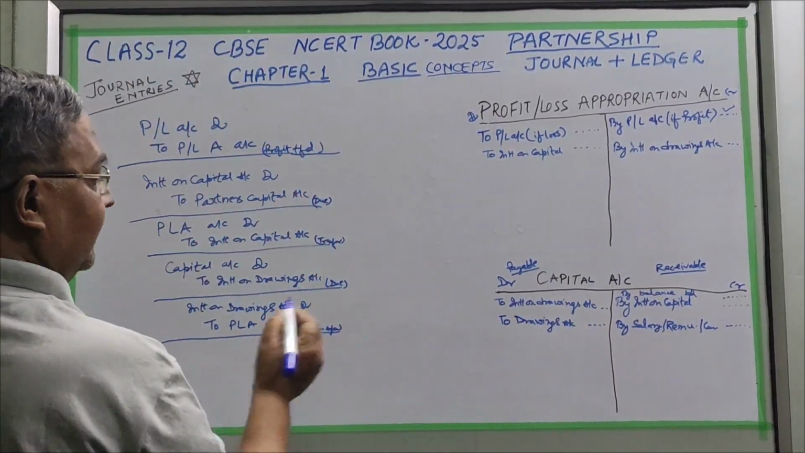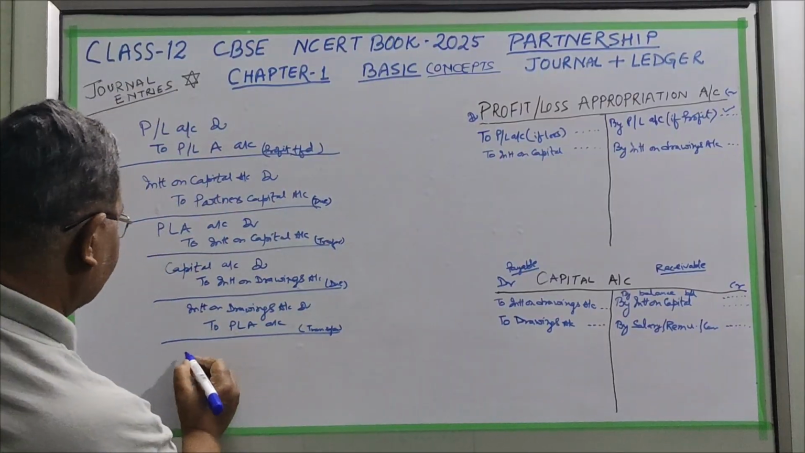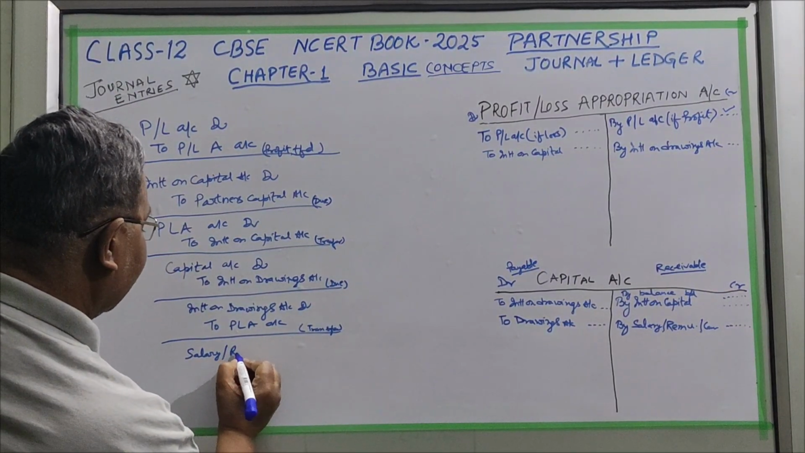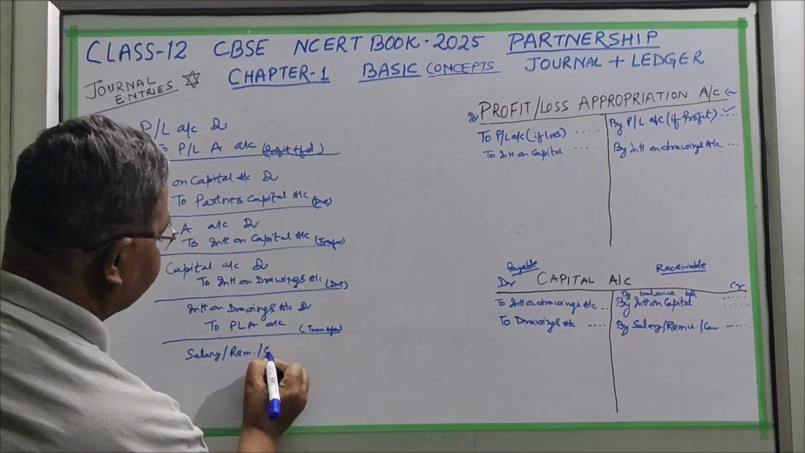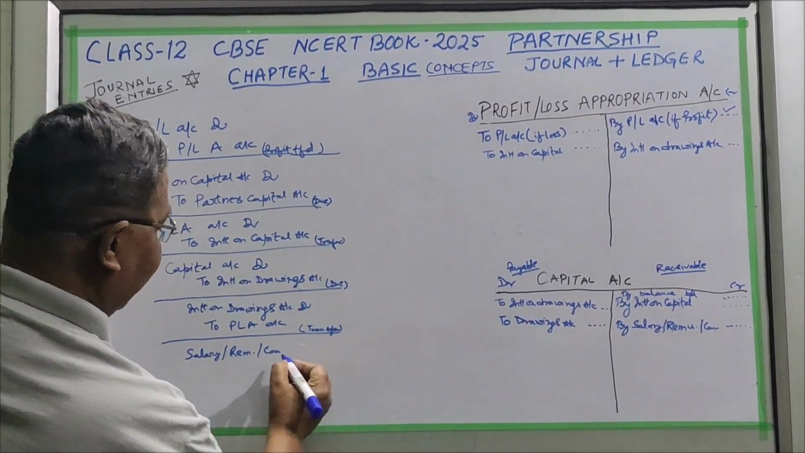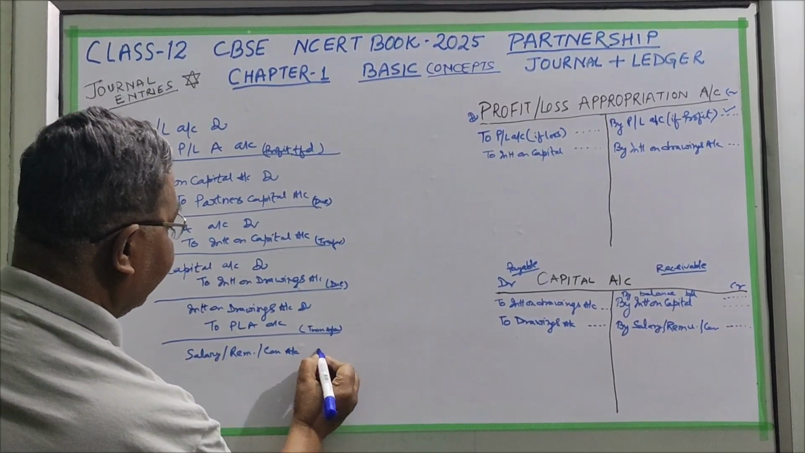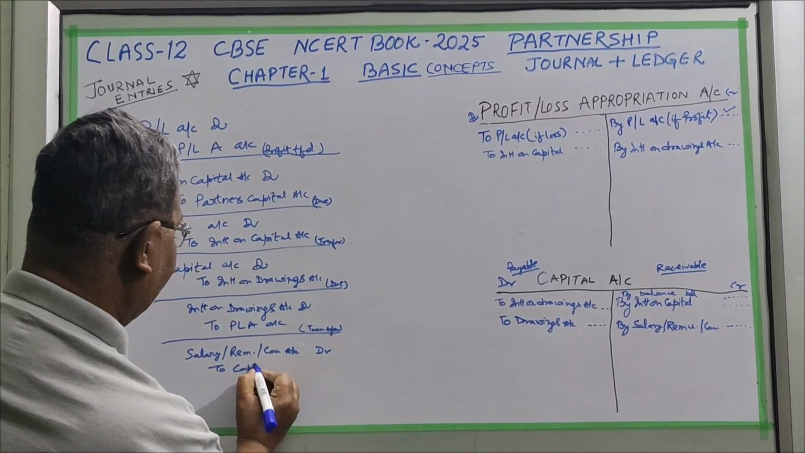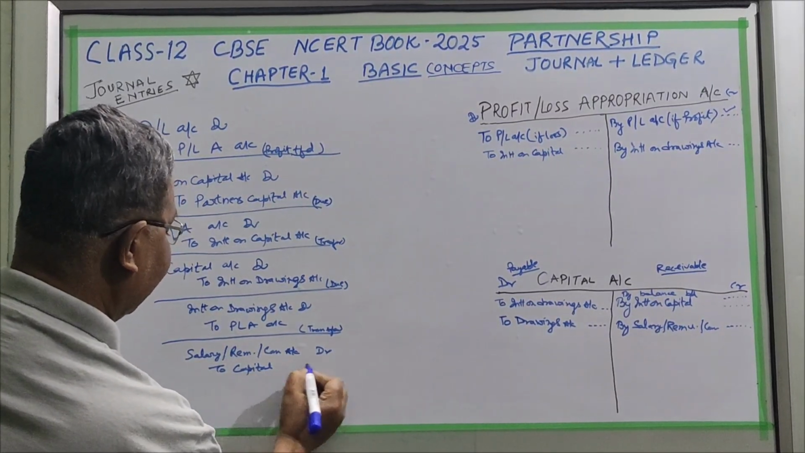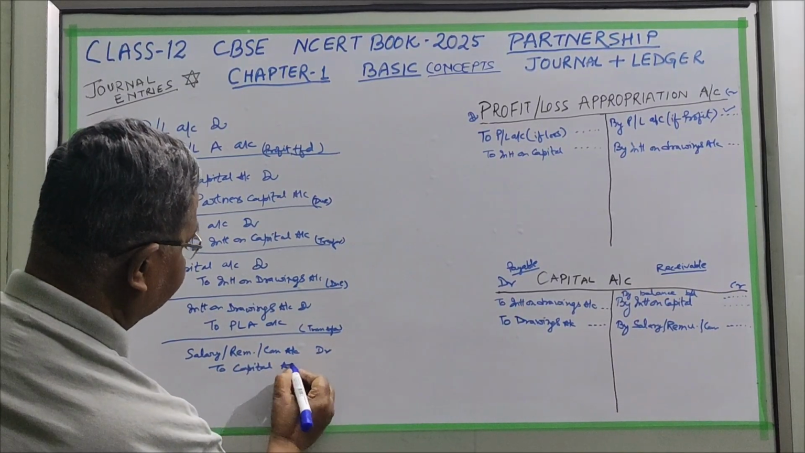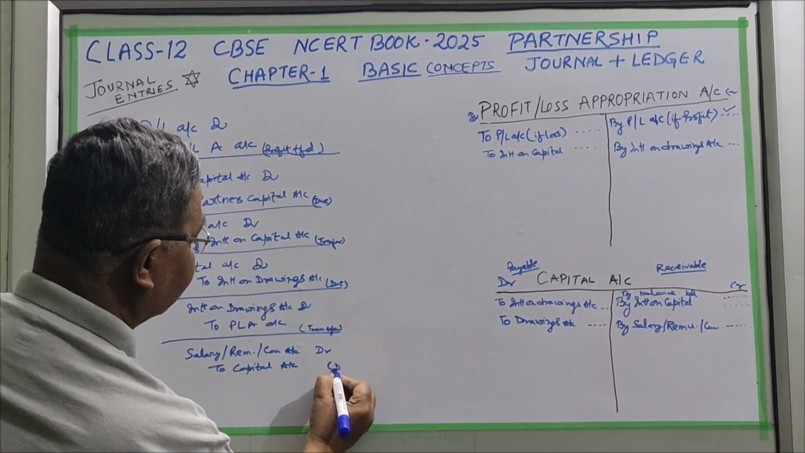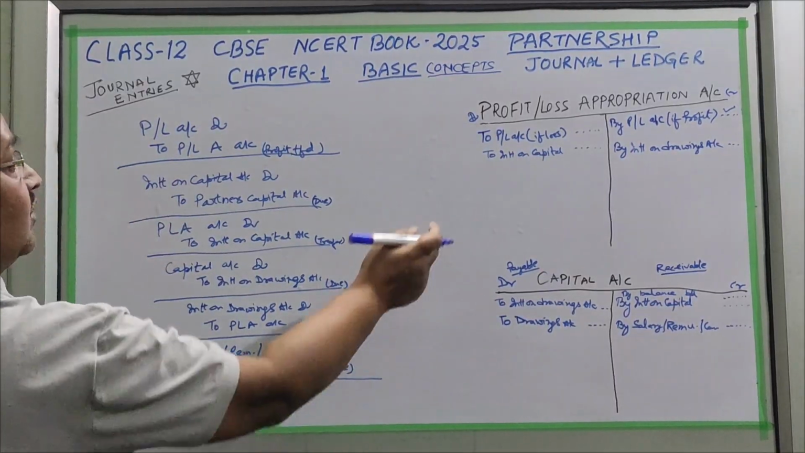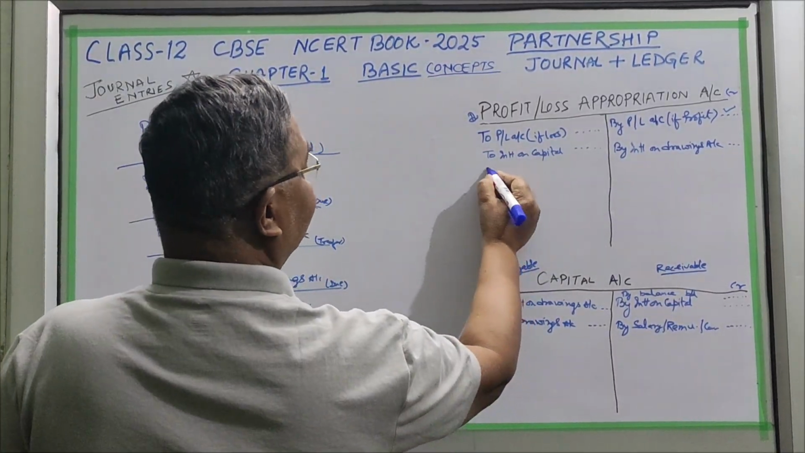So our general entry becomes salary, remuneration or commission, whatever is payable to him, commission account debit to capital account, again named by, to A's capital, to B's capital, to capital account. And this is your due entry. And this due entry is also transferred to PLA.